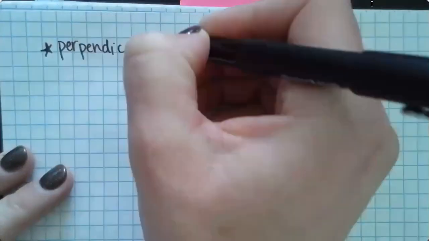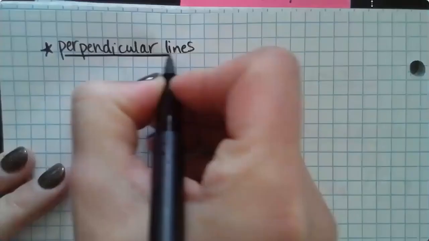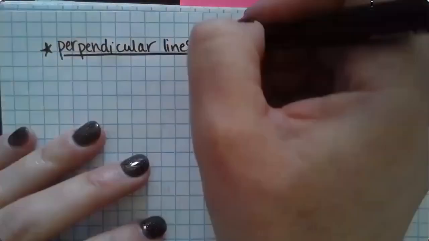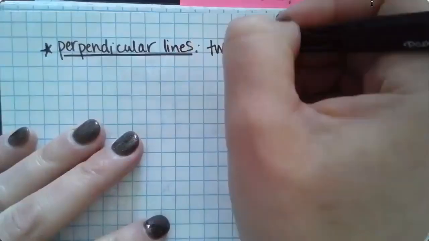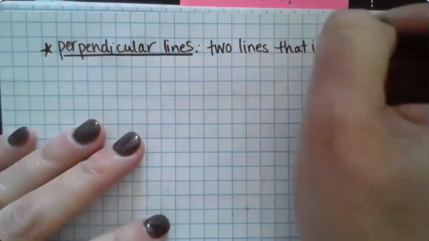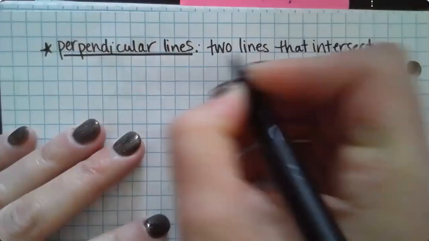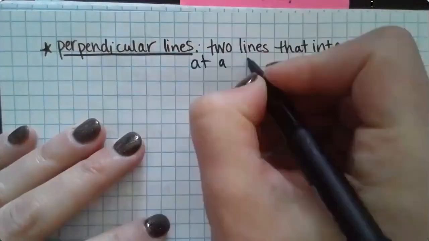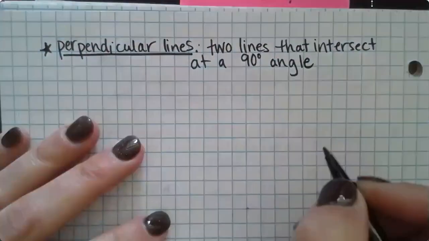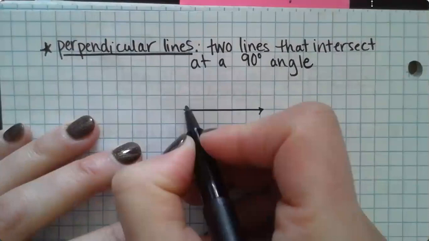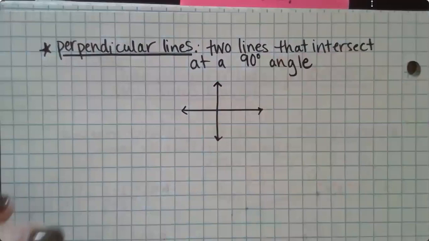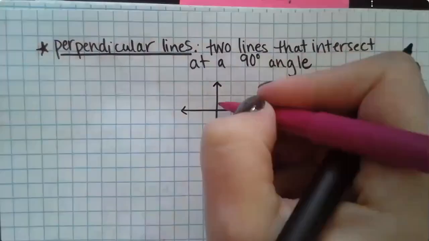Perpendicular lines are two lines that intersect at a 90-degree angle. So like all these little squares on my graph paper are perpendicular lines because they intersect at 90-degree angles.